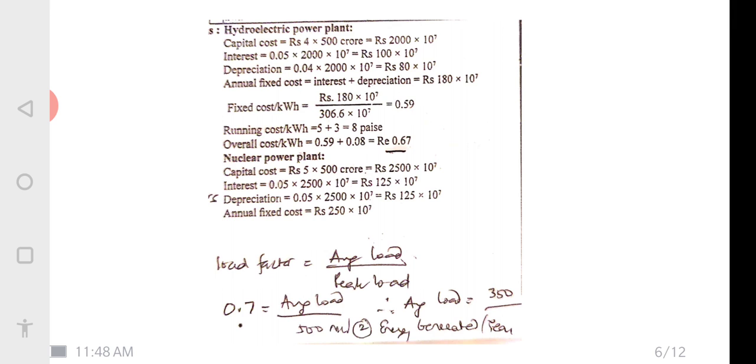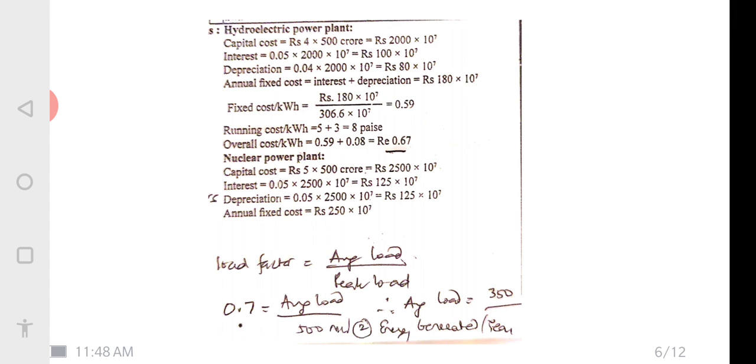Now the annual cost: you will have two costs. One is the fixed cost and the other is the variable cost or the running cost. So fixed cost is equal to interest plus depreciation. The interest plus depreciation is 100 crores plus 80 crores, that is 180 crores. We write it as 180 into 10 raised to 7. So what is the fixed cost per unit? Per unit means I will divide this 180 crore rupees by the units.